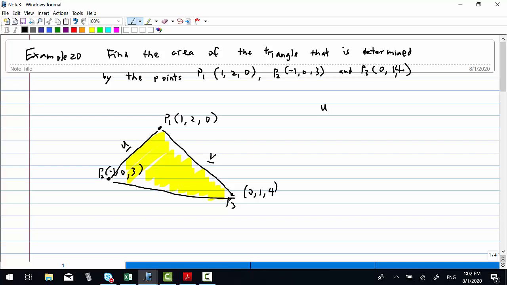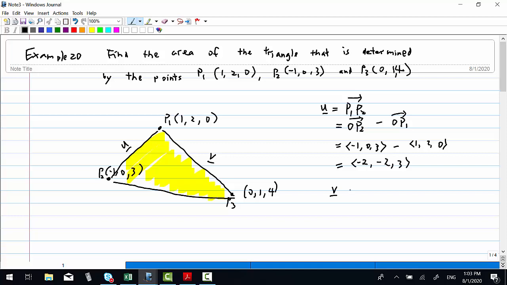Then U is the vector P1 to P2, which is equal to OP2 minus OP1, and O is the origin, somewhere in space. So OP2 is a vector which is equal to (-1, 0, 3). OP1 is a vector (1, 2, 0). These are called position vectors. And so after subtracting, you get (-2, -2, 3). There is vector U, which is from P1 to P2.